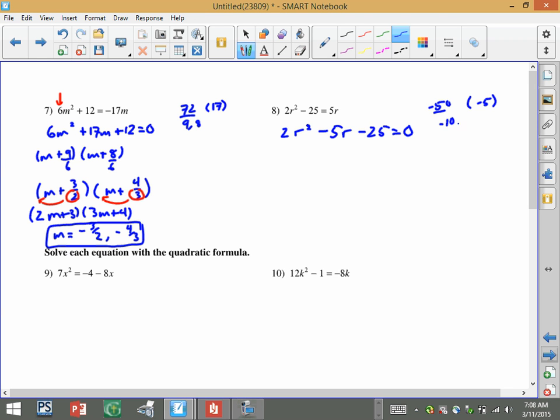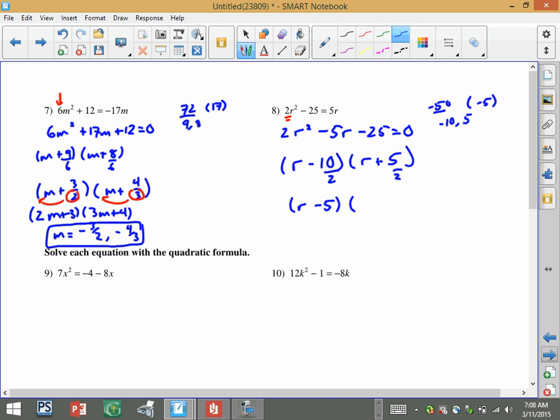And I think negative 10, positive 5 will do the trick. So r minus 10, r plus 5. We do have a leading coefficient, right? You have that leading coefficient of 2, which means you need to divide both of these by 2. So here it ends up being r minus 5.